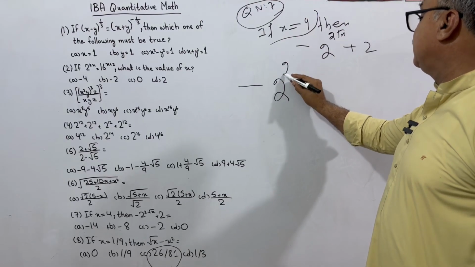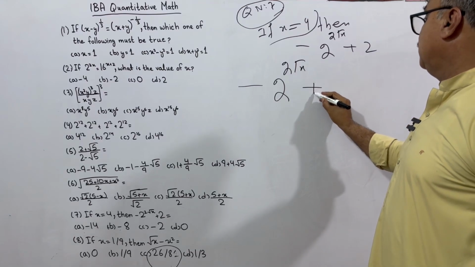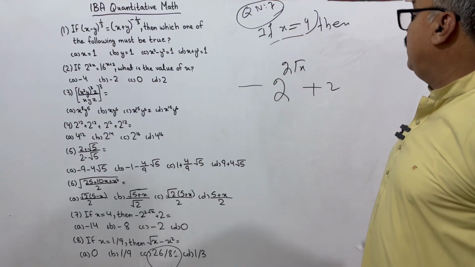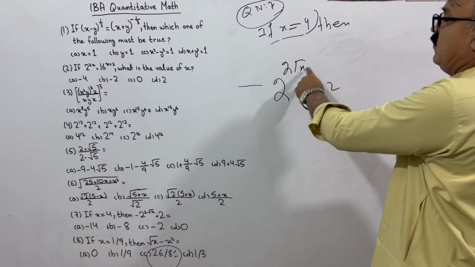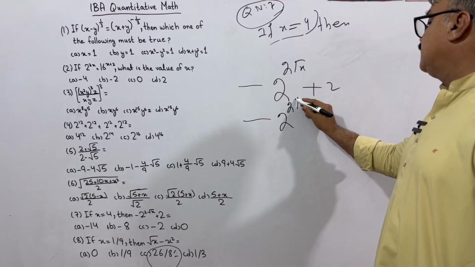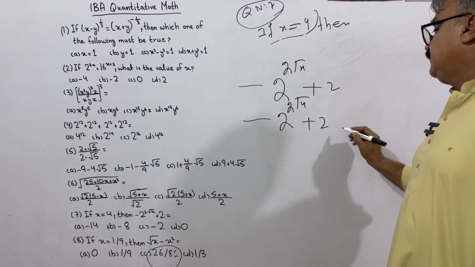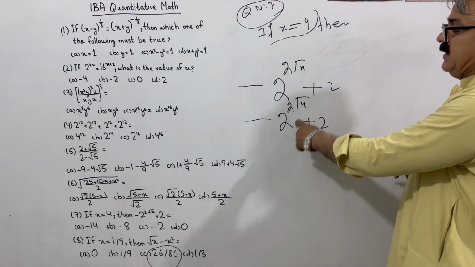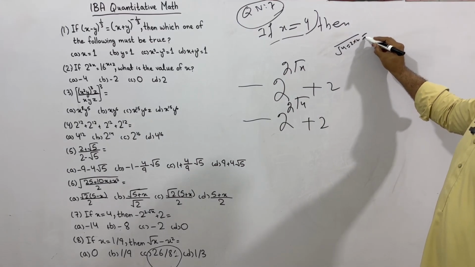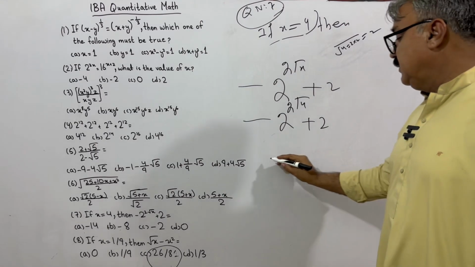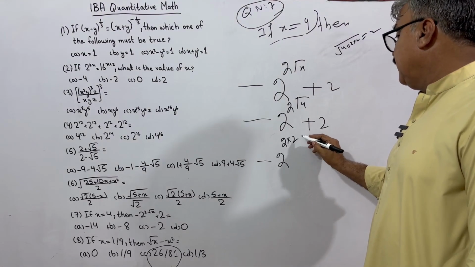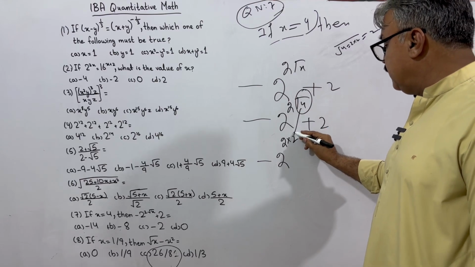Minus 2 raised to 2 times root x plus 2. The value of x is 4. Just write 4 instead of x. So I have minus 2 raised to 2 times root 4 plus 2. What is the square root of 4? 4 can be factored out. So root of 4 is 2: minus 2 raised to 2 times 2, because root 4 is equal to 2.